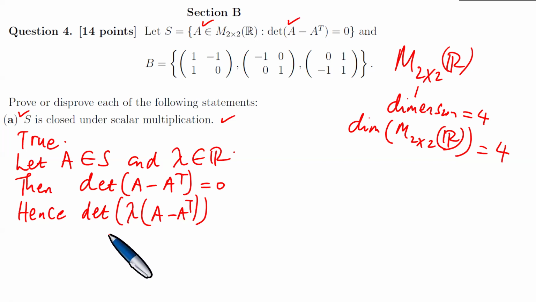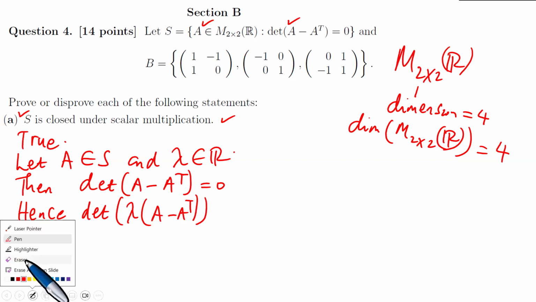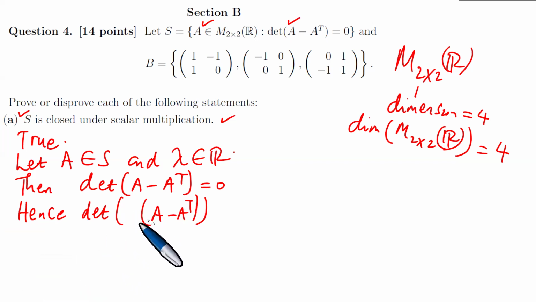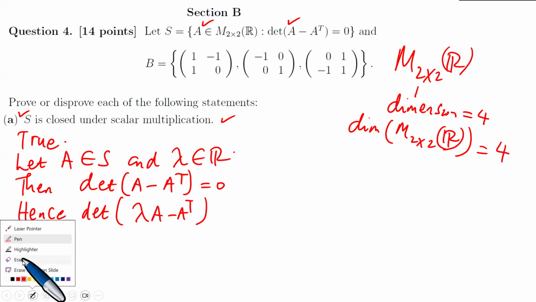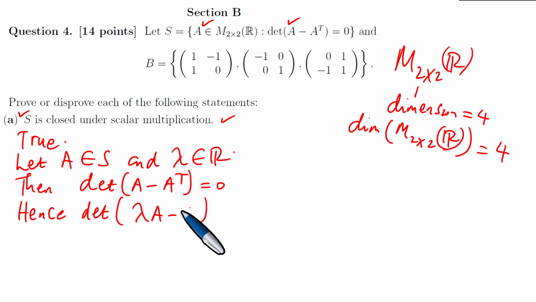So we can start as follows, or we can start differently. One way to do that is to multiply each of these matrices, but I want to do things uniformly. You can start by saying lambda A minus lambda A transpose. It's the same thing. So you start by saying you are actually multiplying each of the matrices by the scalar, and you want to show that this property holds true.